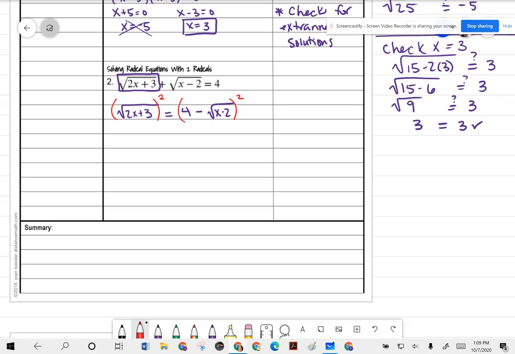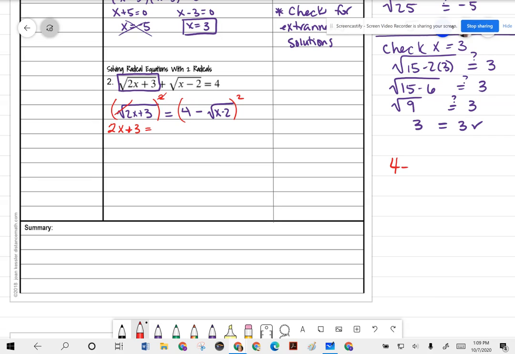And you may need to do a little bit more multiplying on that right side, but when we square this radical, it's always nice to have it cancel. So I get 2x plus 3. Now let's just do a little bit of work off to the side.